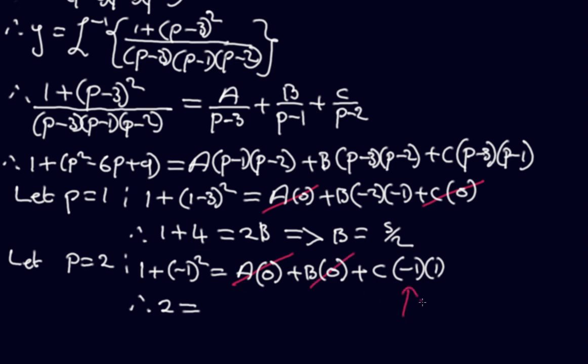We only are left with the variable c here, therefore we can easily obtain our c value. We have a minus c here, which means c is equal to minus 2.